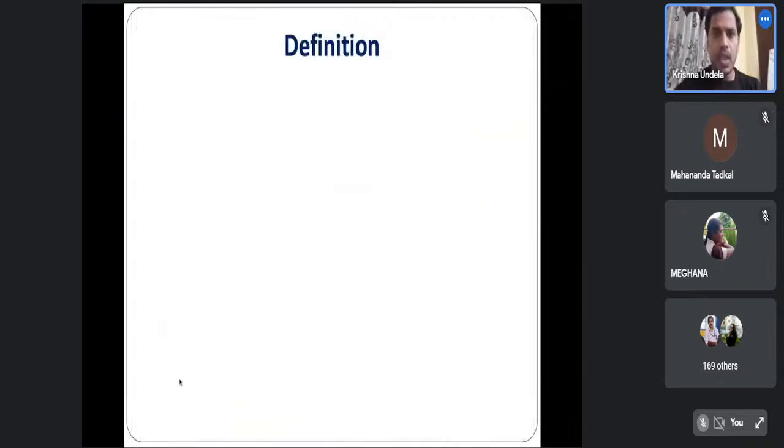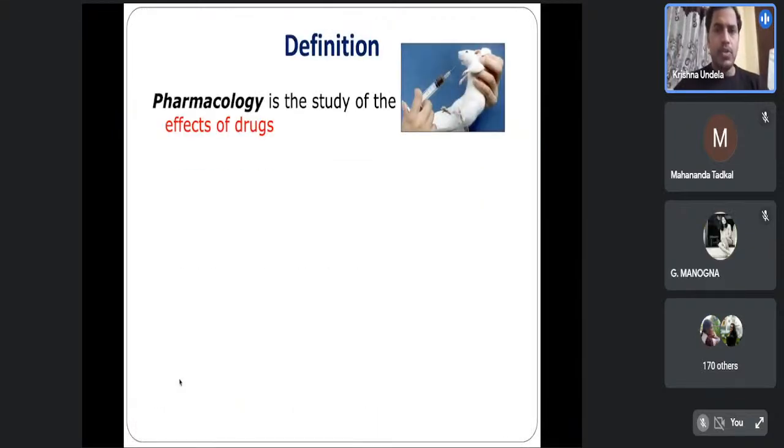Okay, and let us see the definition. All of you studied pharmacology and you know the definition of pharmacology. That is the study of the effects of drugs. Where? By using animals, right?